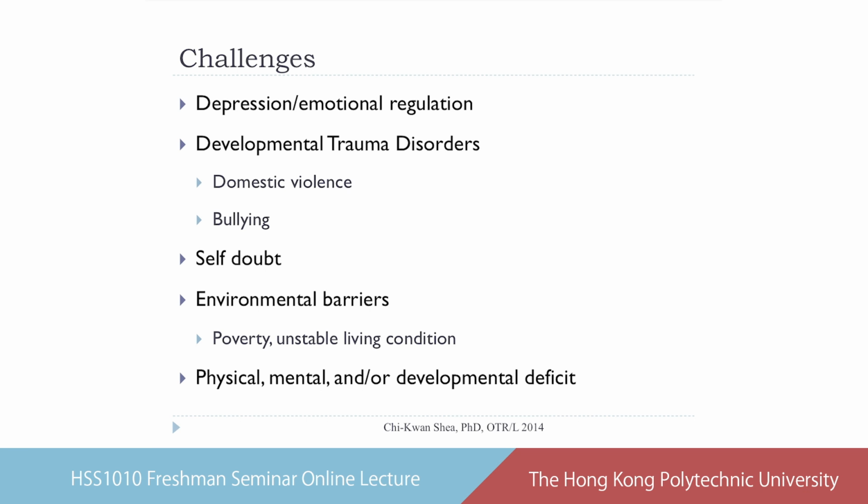As a child is growing up, he or she might be experiencing episodic or continuous trauma, such as domestic violence or bullying in school. Not having a healthy identity development will also lead a person to become self-doubting. Additionally, there are environmental barriers such as unstable living conditions and poverty that add to the vulnerability. If a teen suffers from a diagnosed physical, mental, or developmental deficit, that will add to the burden on mental health.